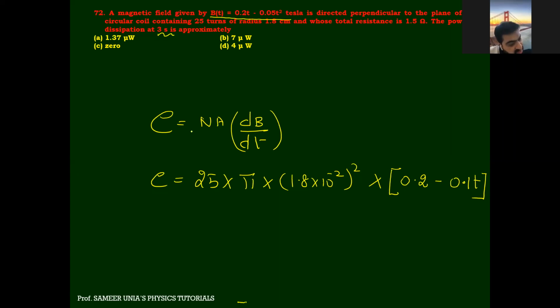Actually the formula is E is minus NA dB by dt. So I'll put the minus sign because when I put 3, this number will go negative. See, the outside minus with it will become plus. So you will get some value of EMF, that will be good. Okay?